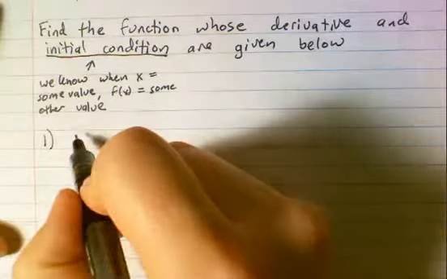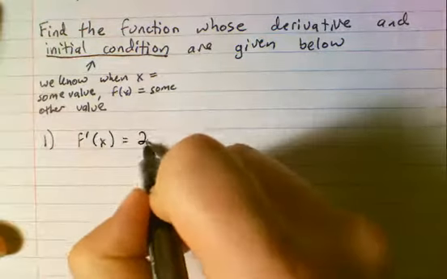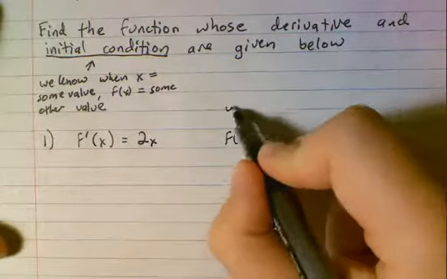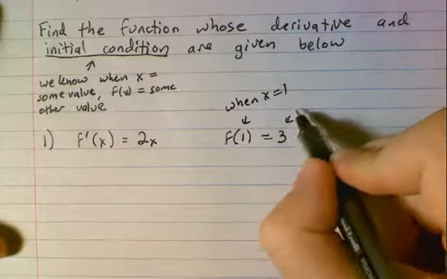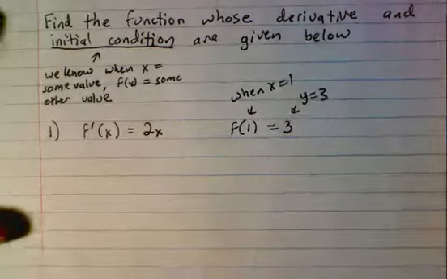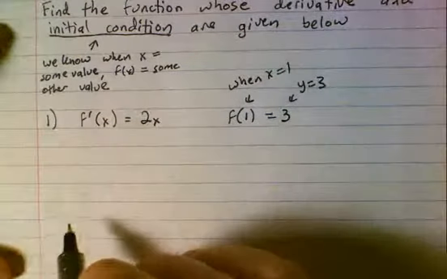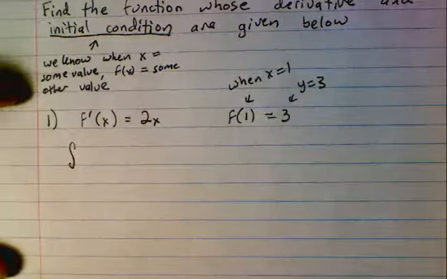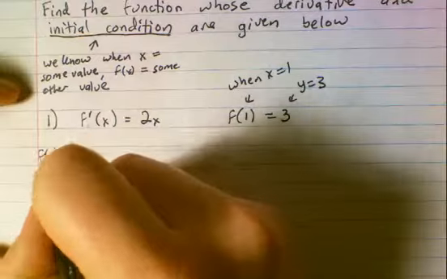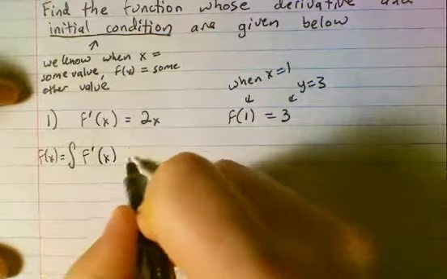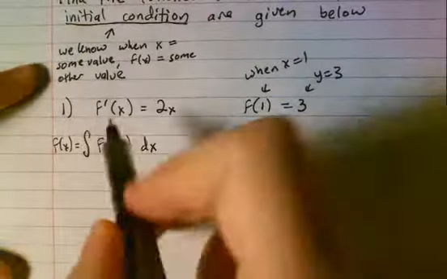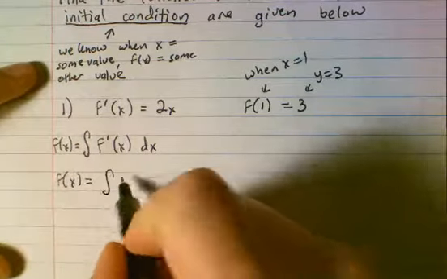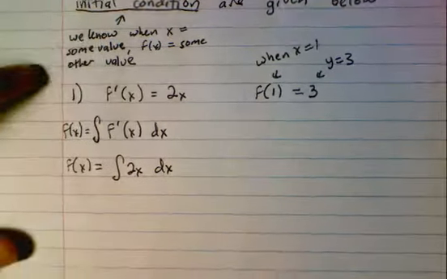Let's say our first problem, we know that the derivative of f is 2x. And we know that f of 1 equals 3. So when x equals 1, y equals 3. So what we're going to do is start off doing our usual antiderivative. We're going to say that f of x is the antiderivative of f prime of x with respect to x. And we know that f prime is 2x, so f of x equals the antiderivative of 2x with respect to x.